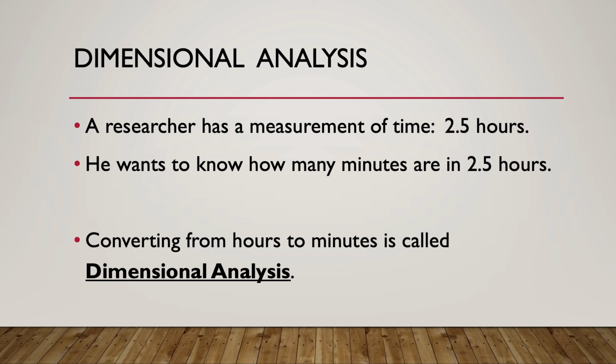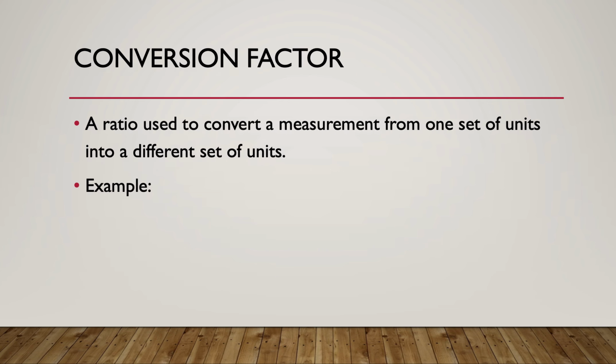So in order to make that conversion, he needs to determine what conversion factor will work for his calculation. So a conversion factor is a ratio that's used to convert a measurement from one set of units. All right, so in this case, that first set of units is hours. And we want to convert it into a different set of units. For our example, that would be minutes. All right, so the conversion factor is going to revolve around the relationship between minutes and hours.